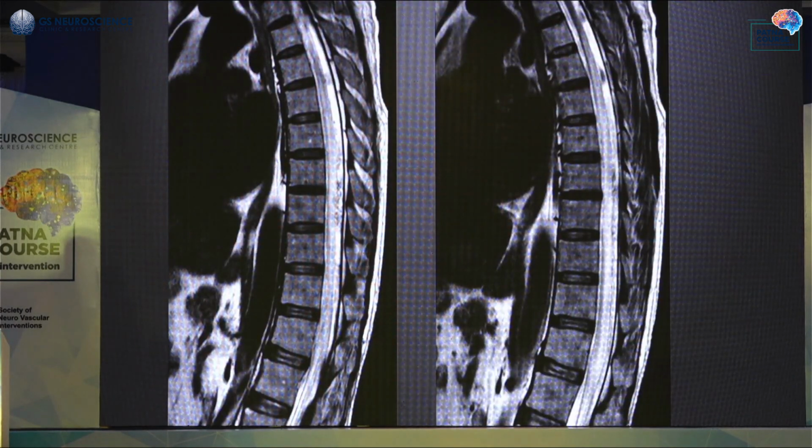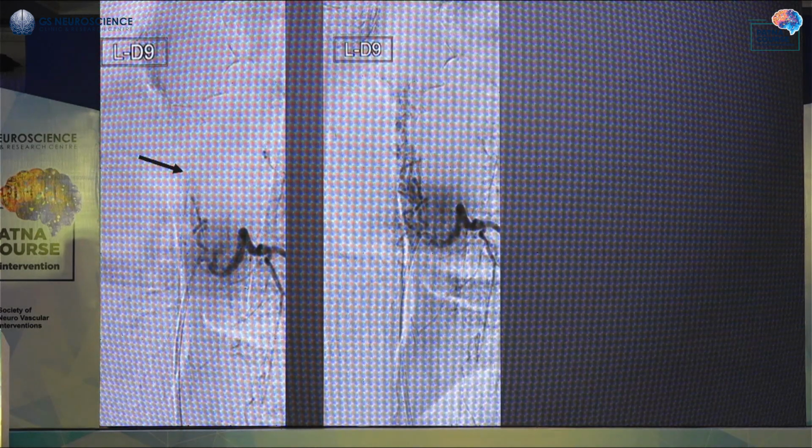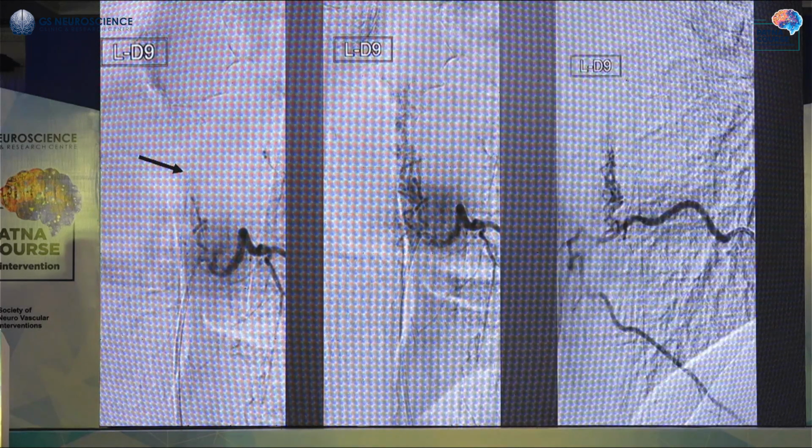This patient, conventional MRI or the classic MRI, as you can see here. Here the fistula is starting to fill, as well as you're seeing the radicular artery supplying the anterior spinal artery. In the later phase, the anterior spinal is not very well seen.